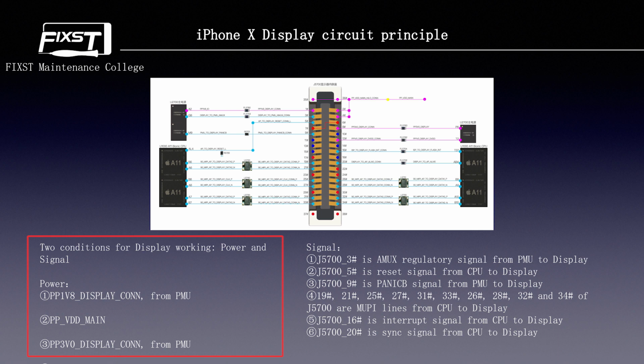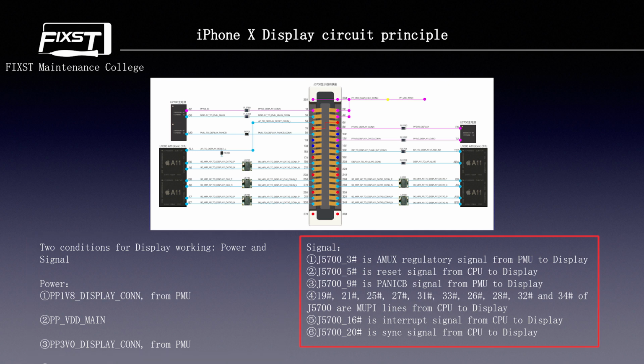Next, check iPhone X display circuit principle. Two conditions for display working: power and signal. The power has 4 lines. One is PP1VA display CONN from PMU. 2. PP-VDD main. 3. PP3V0 display CONN from PMU. 4. PP1V0 display CONN from PMU.